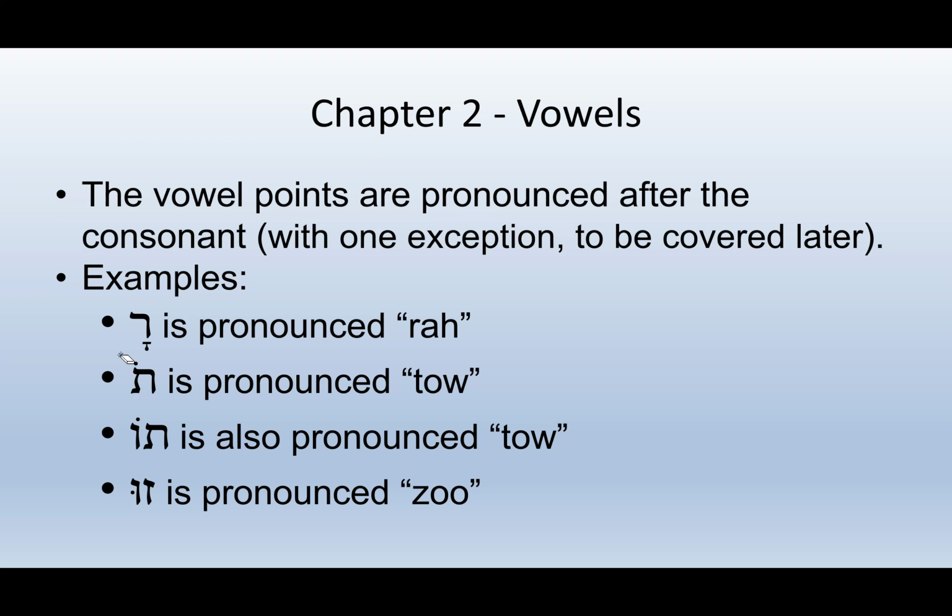We have a holam. That's an O vowel. And so you have the tav, it's a T sound. And you have the O, that's toe. We have the holam vav. It's still an O sound. And you have the T sound with the tav. And so it's still pronounced toe. And then you have the shurik here, oo. So you have the zayin. It's pronounced zoo.